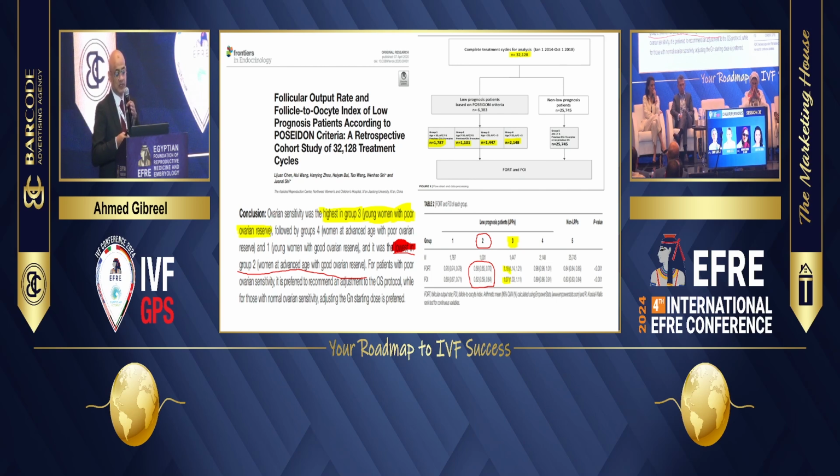Okay, and what was the worst group? The worst group are those above 35 with good ovarian reserve, who produced fewer oocytes at the time you stimulate them, and you can't find a cause for them.